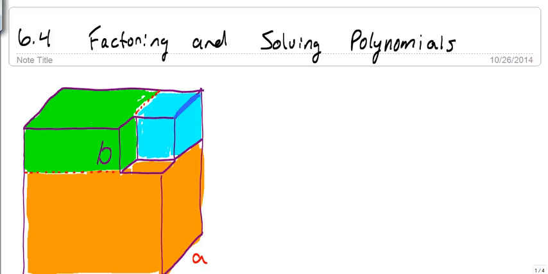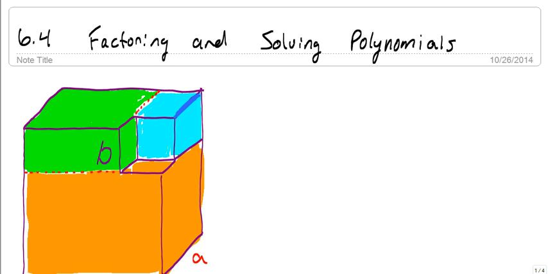In this section, we talk about factoring and solving polynomials using techniques that we've already learned, mainly with quadratics. We're just going to tweak them a little bit and show you how to use them when we talk about polynomials of higher degrees, like the third and the fourth power.